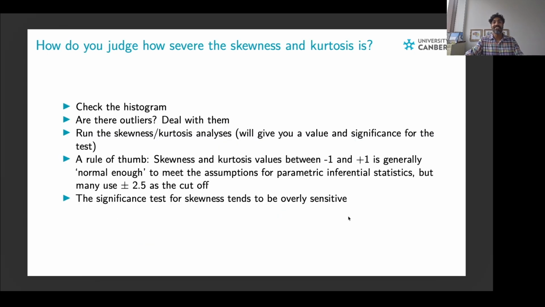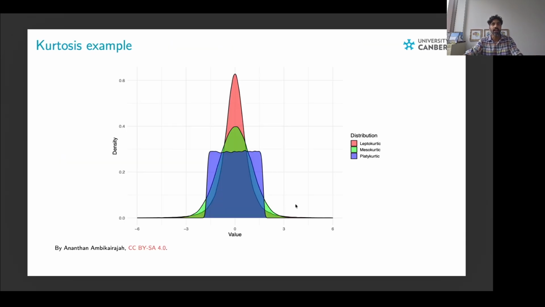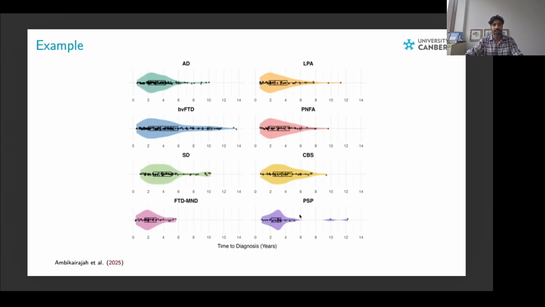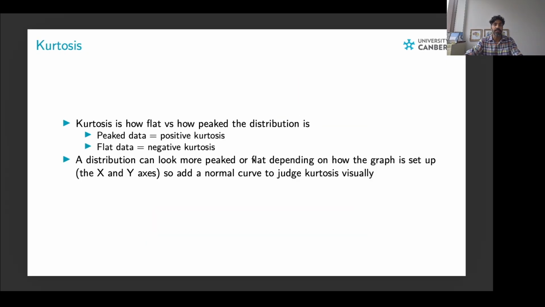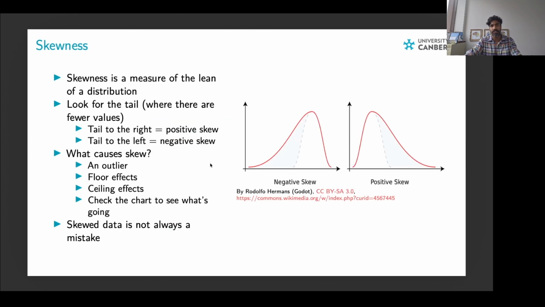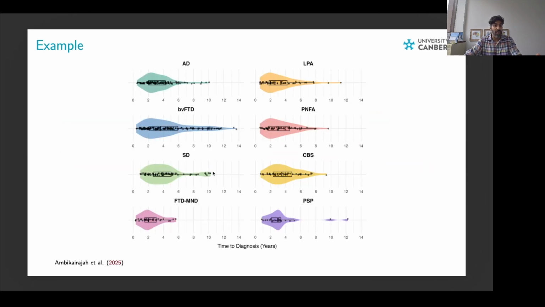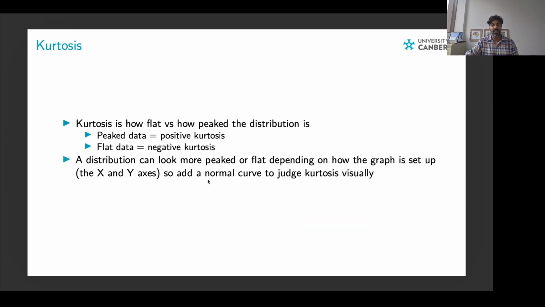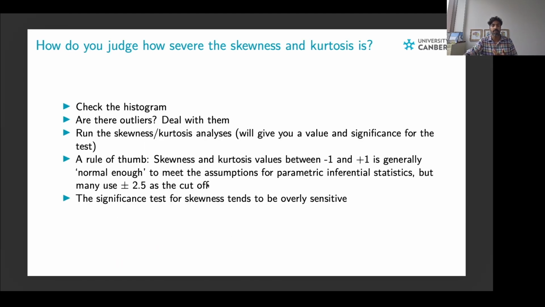So how do you judge how severe the skewness and kurtosis is? Well, you check the histogram like we just did there, right? So the histogram gives you a sense of the skewness, and that's what we see there, as well as the kurtosis. Ask yourself, are there outliers? If so, deal with them. And what I mean by that is, should the outliers be there? In an example such as this, the outliers made sense and they were plausible, so we retain them. But in cases where the outliers may not make sense, maybe you have an argument for removing those values.